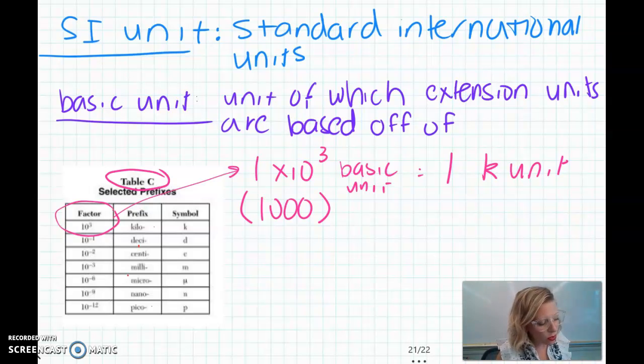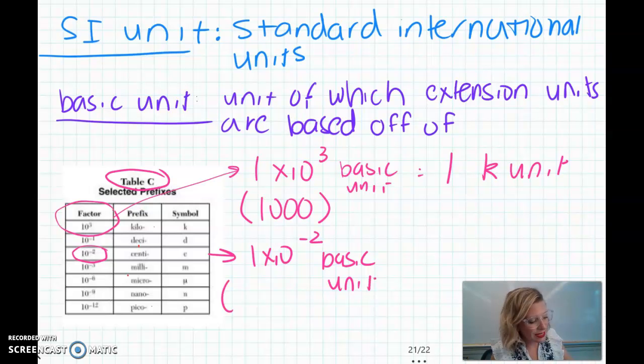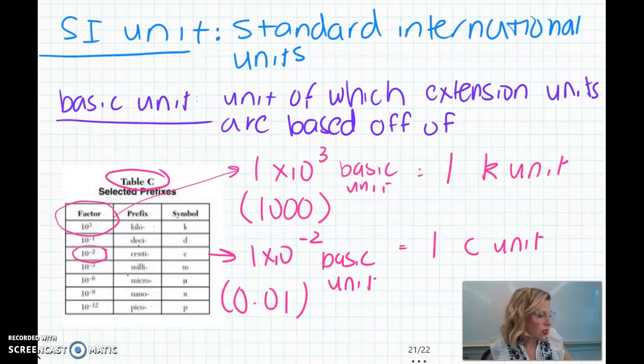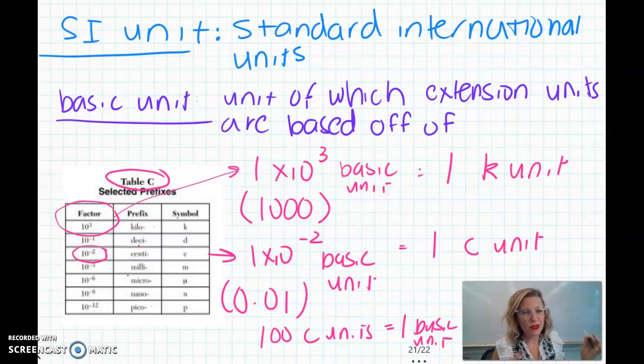What about when they get smaller? What does that mean? Let's use centi for example. We have 1 times 10 to the negative 2 of our basic unit, which is also the same thing as saying 0.01 equals 1 centi unit. If that's confusing for you, you can also flip this and say I have 100 centi units for every 1 basic unit. So that's our table C.